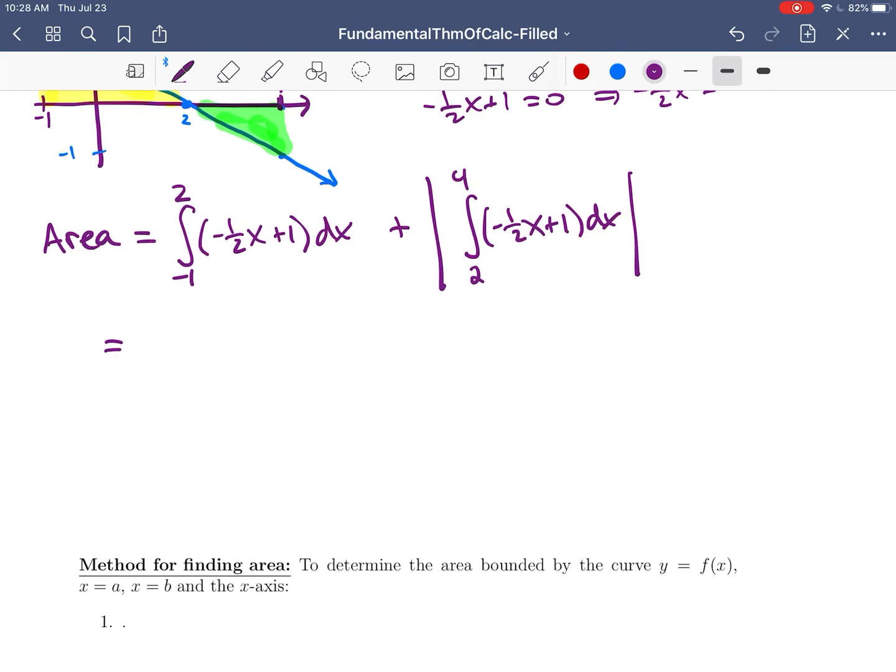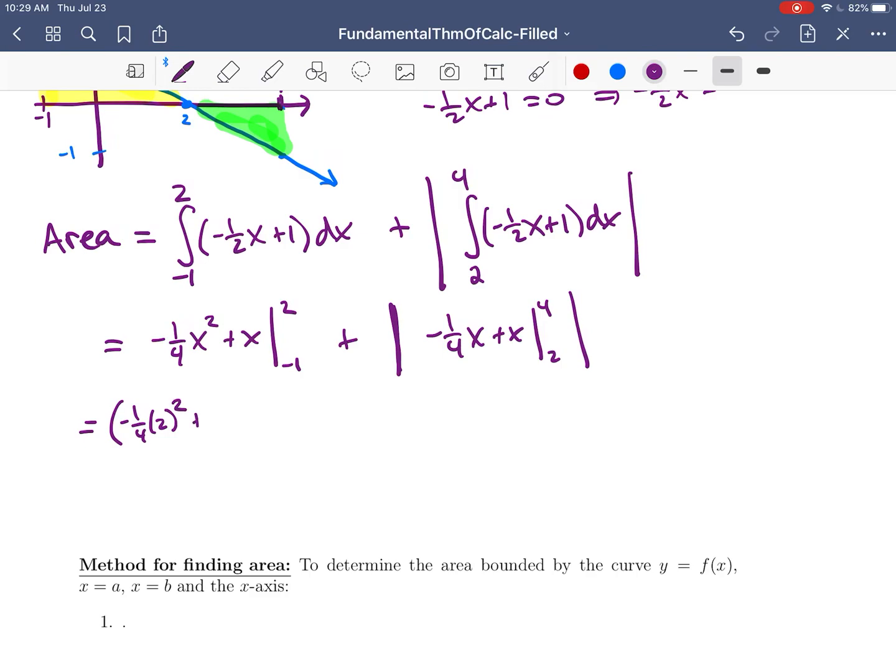I'm going to get a negative number, and I'm just going to make it positive. So if I take the antiderivative, it's going to be -1/4 x squared plus x, and we're evaluating from -1 to 2. And then I'm going to have the absolute value of the same thing, evaluated from 2 to 4. So if I plug in 2, and then I subtract when I plug in -1.